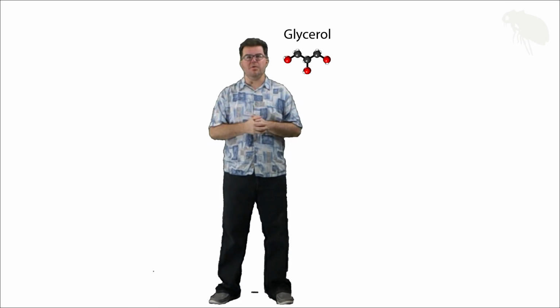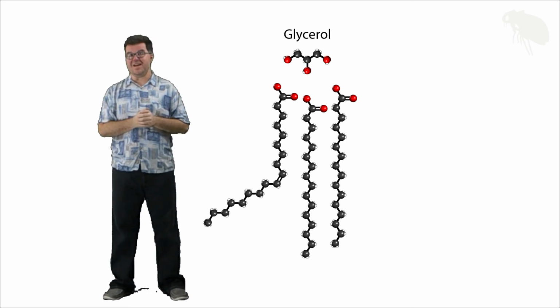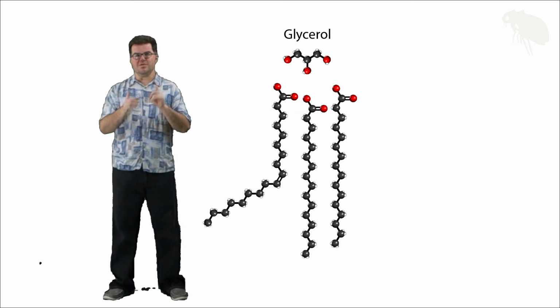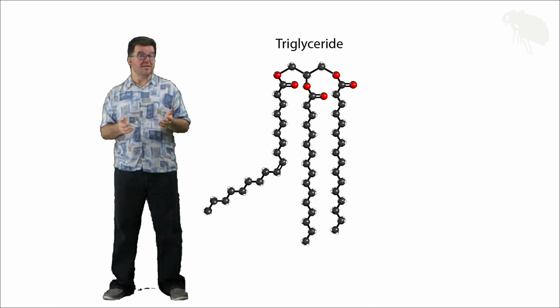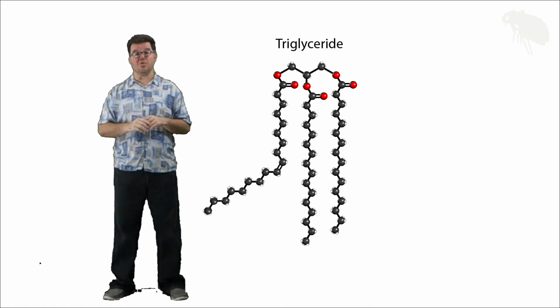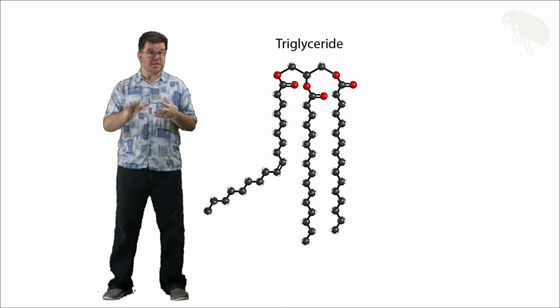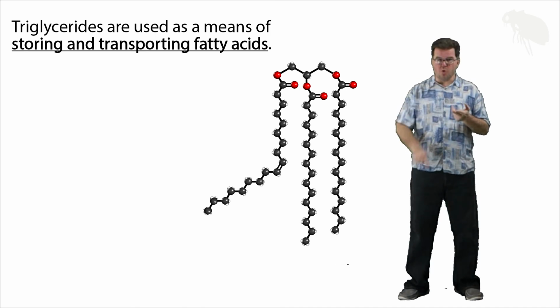Let's start simple. We have glycerol with 3 hydroxyl groups. Here we have 3 fatty acids, each with a carboxyl group. If we allowed those carboxyls and hydroxyls to form covalent bonds, we get a triglyceride, 3 fatty acids bound to glycerol. Triglycerides are a group of lipids that we see used in a lot of different organisms, but especially animals, as a means for transporting and storing fatty acids.